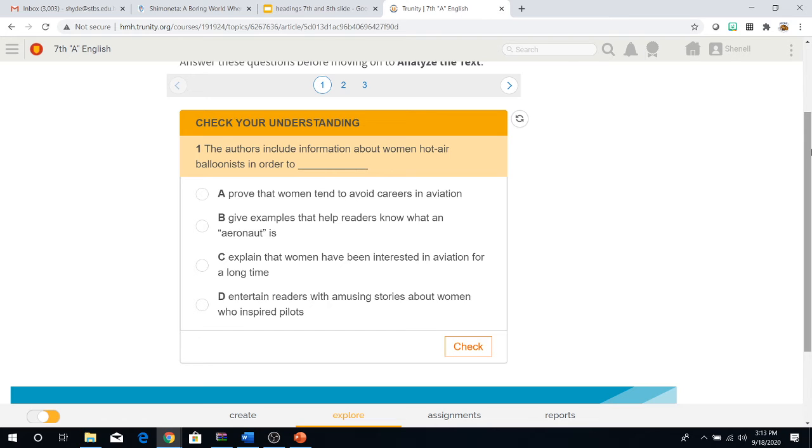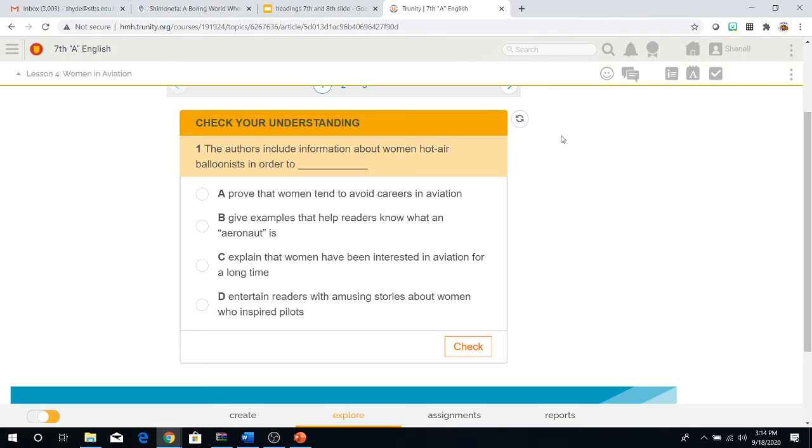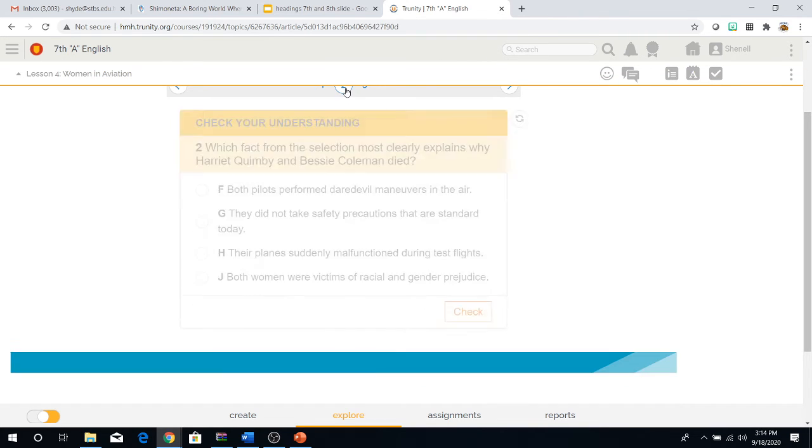The authors include information about women hot air balloonists in order to A, prove that women tend to avoid careers in aviation, B, give examples that help readers know what an aeronaut is, C, explain that women have been interested in aviation for a long time, or D, entertain readers with amusing stories about women who inspired pilots. Make your choice, and once you have, check and see if you got it right or wrong.